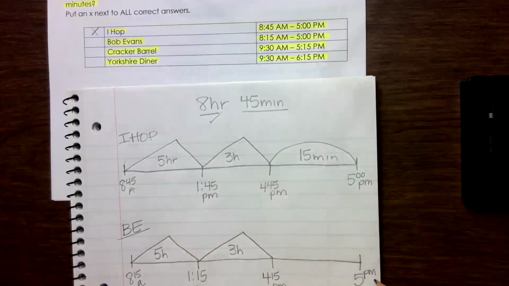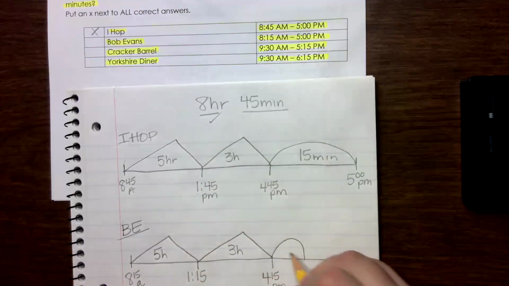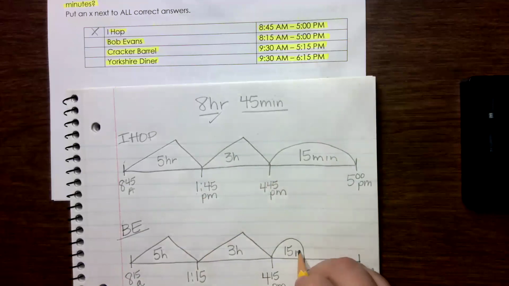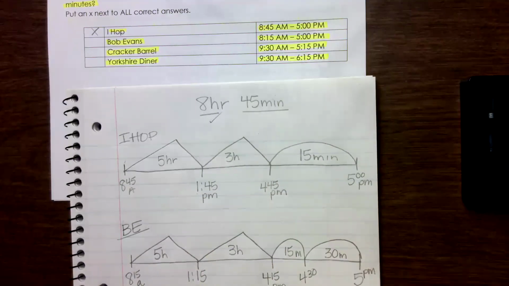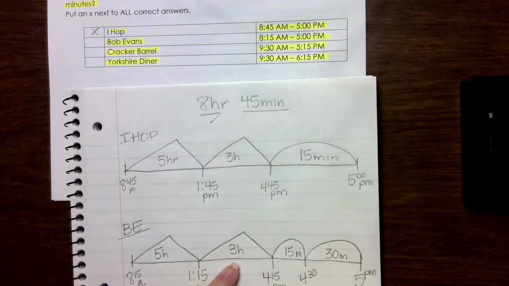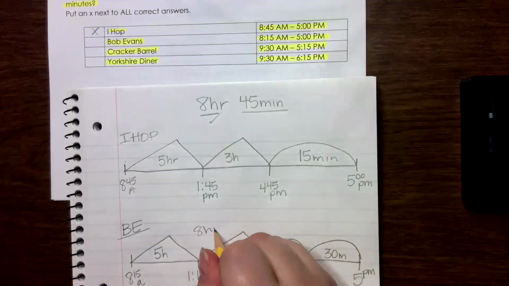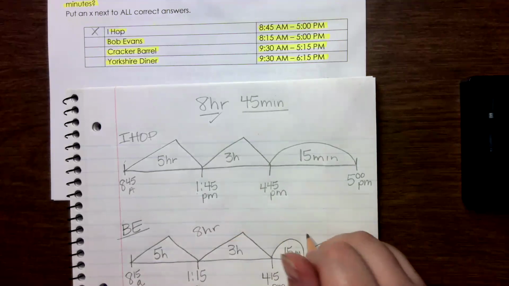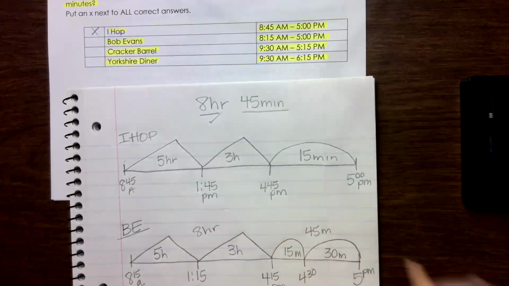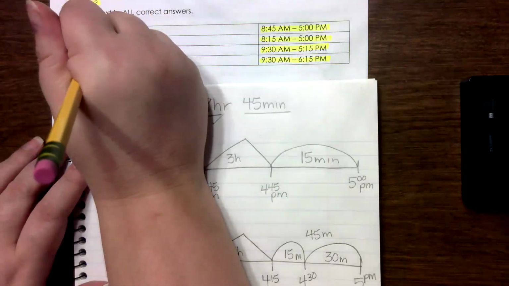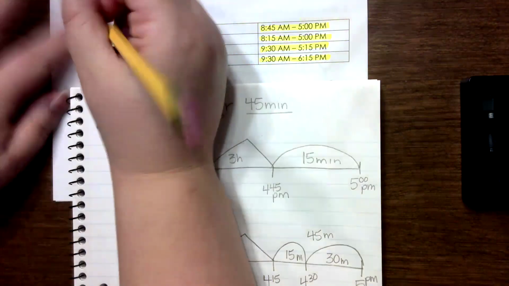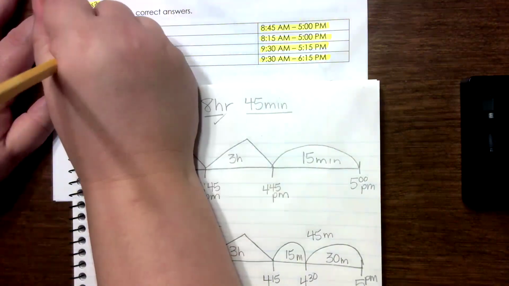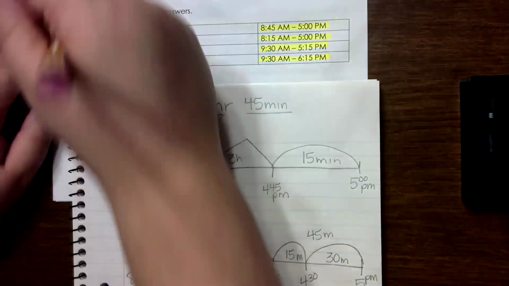And now I need to go to 5 p.m. So I know there's 15 minutes to get it to 4:30. And then another 30 minutes to get to 5 o'clock. So 5 plus 3 is 8 hours. And 15 plus 30 is 45 minutes. So that is a correct answer. So I shouldn't have X'd out IHOP. I should have said no. Bob Evans is one of my answers. We'll mark it with an X.